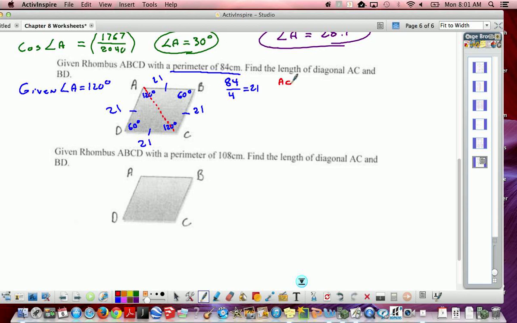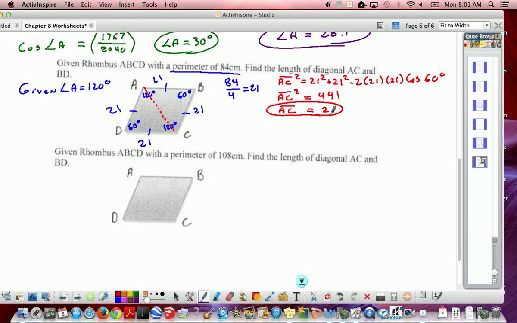So I know length AC squared is going to simply equal 21 squared plus 21 squared minus 2 times those sides times cosine of my angle, in this case 60 degrees. So AC squared, if I plug that in correctly into my calculator, it ends up being, I believe, 441 on the dot. So AC ends up equaling 21, right dead on.